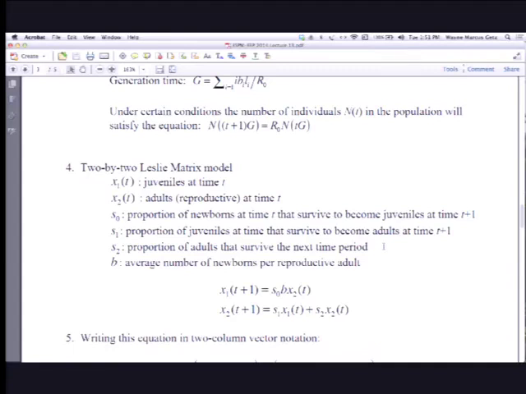And then x2 at time t plus 1, how do they come about? Well, firstly, we have a certain number of x1s at time t, and a proportion of those survive, plus we have a certain number of x2s at time t, and a proportion of those survive. Yeah?